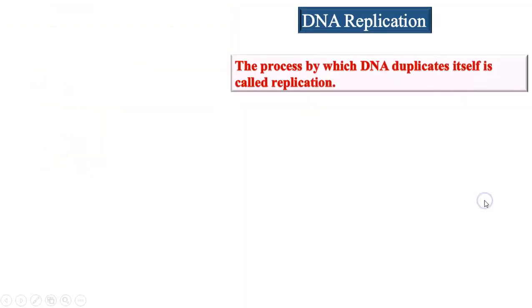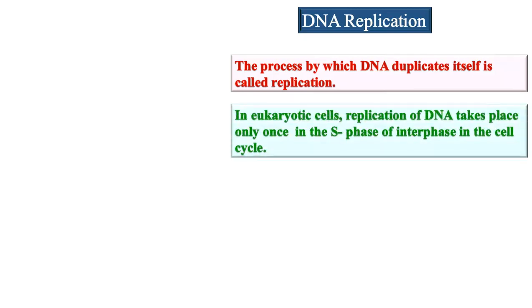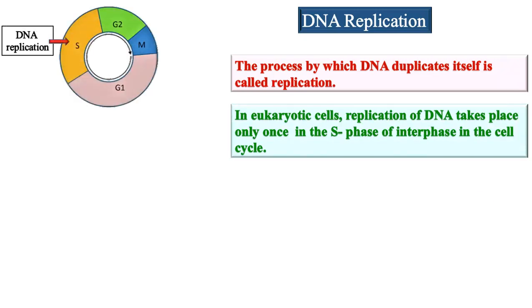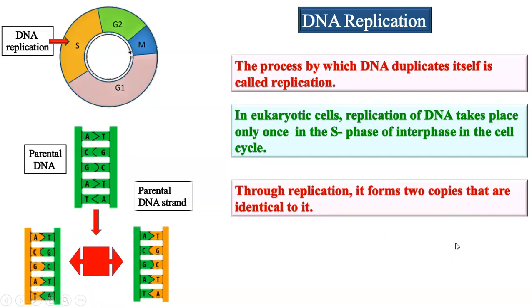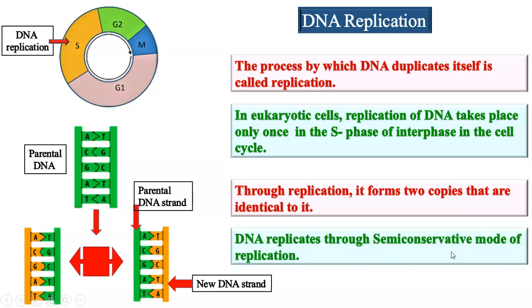The process of duplication of DNA is called replication. In eukaryotic cells, the replication of DNA takes place only once in the cell cycle, and it occurs in the S or synthesis phase of the interphase of the cell cycle. Through replication, it forms two copies that are identical to it, and DNA replicates through semi-conservative mode of replication.